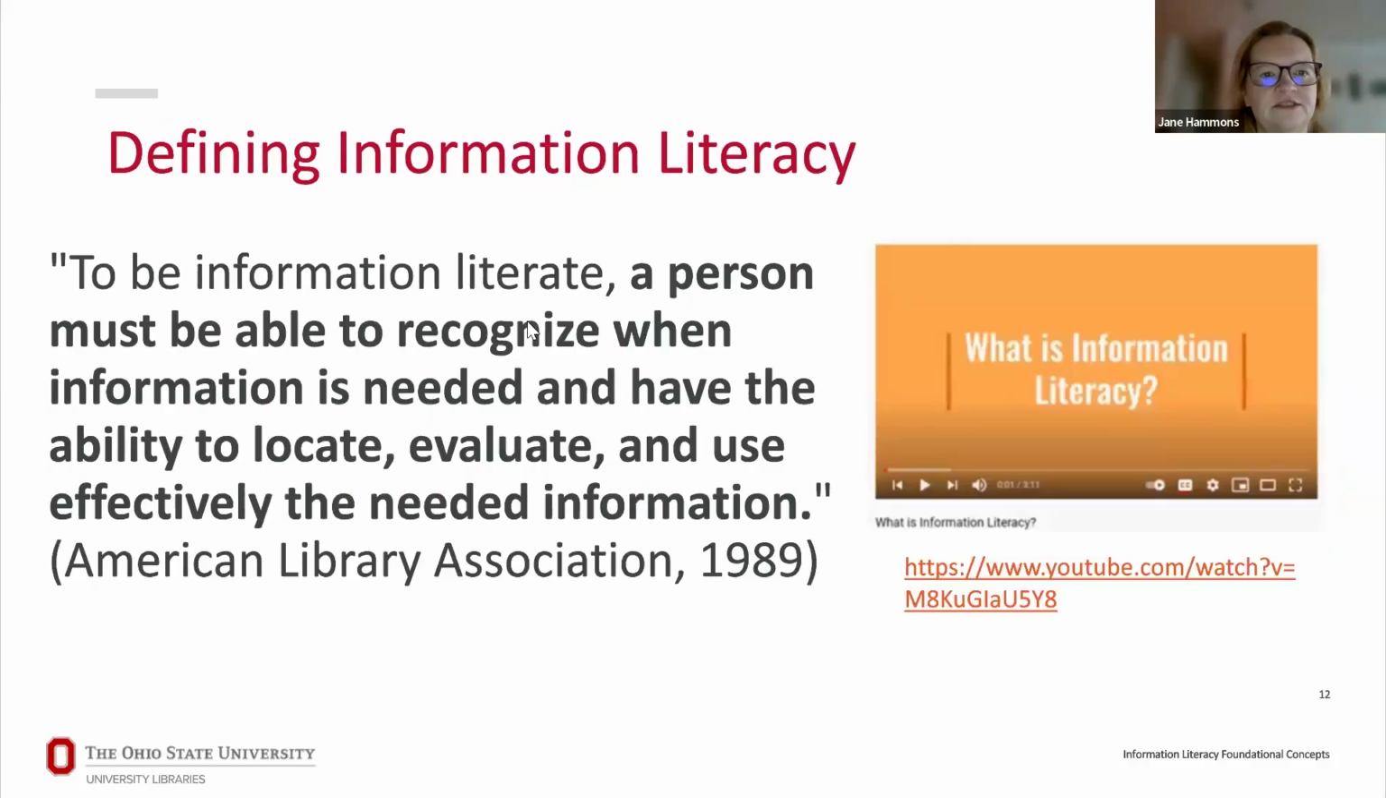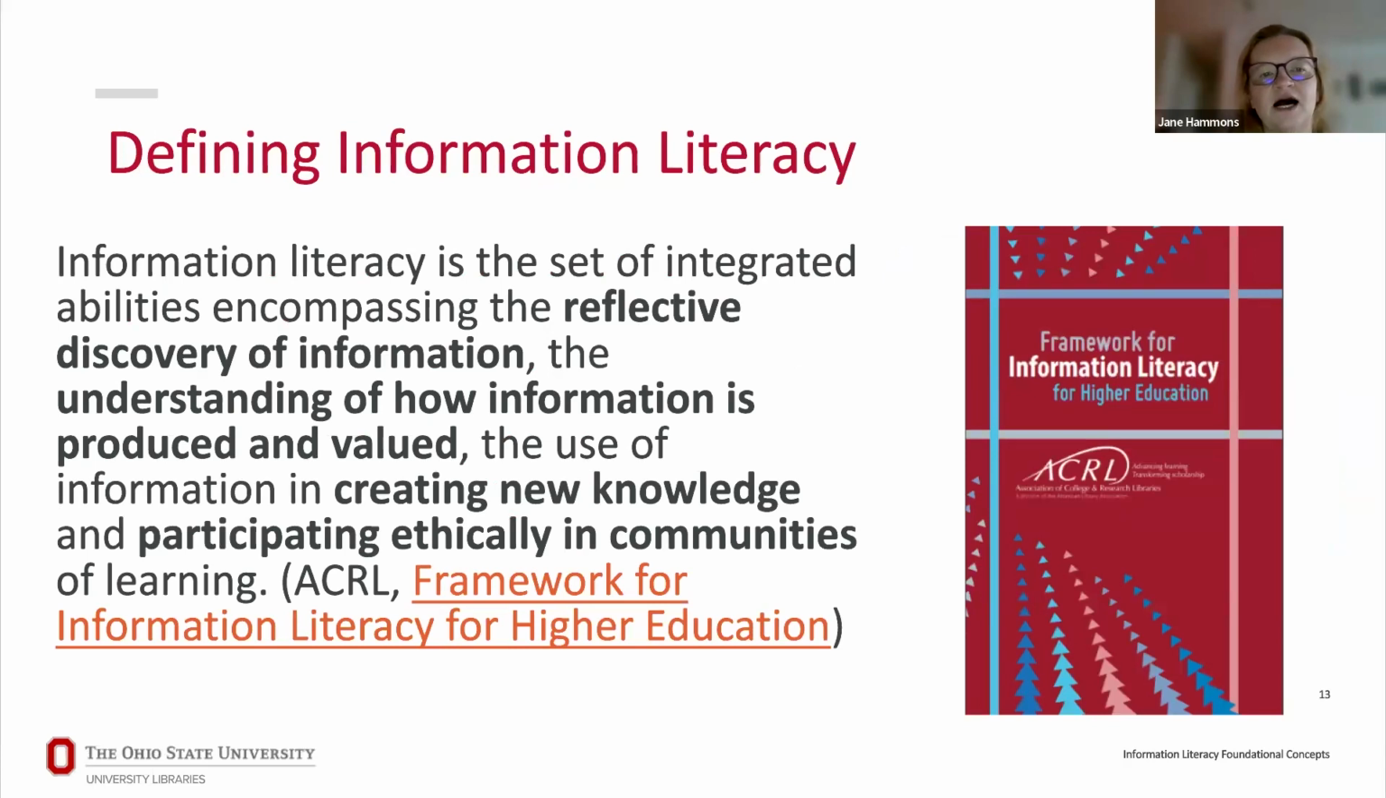So go back a little bit. So here are those two definitions again. A person must be able to recognize when information is needed and have the ability to locate, evaluate, and use effectively the needed information. And then our second is a set of integrated abilities encompassing the reflective discovery of information, the understanding of how information is produced and valued, and the use of information in creating new knowledge and participating ethically in communities of learning.